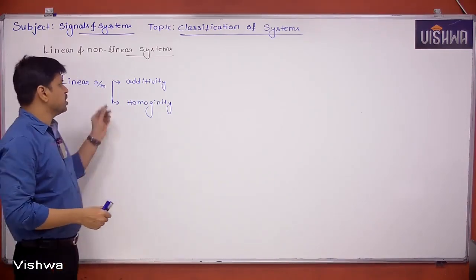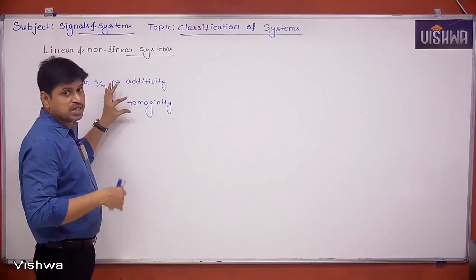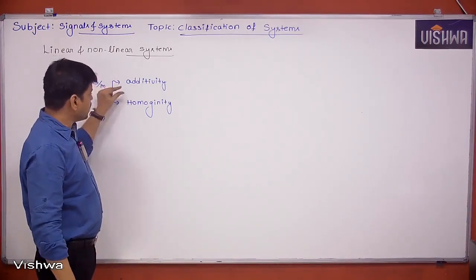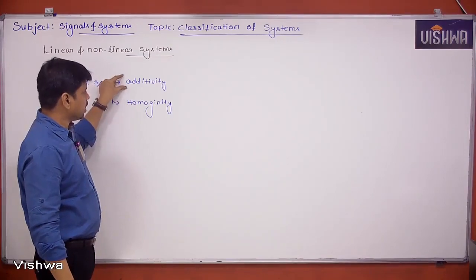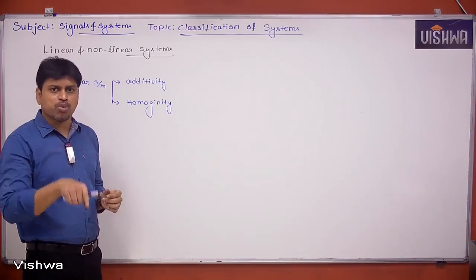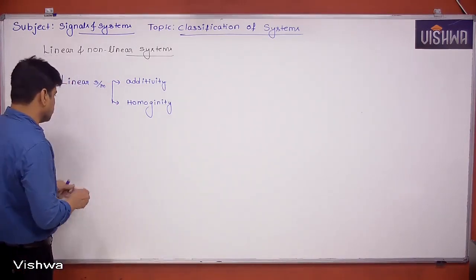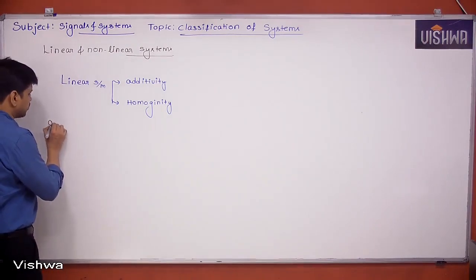So let's say if a system is obeying the additivity principle but not the homogeneity principle, still it is non-linear. If it is obeying, let's say, the homogeneity principle but not additivity, still it is non-linear. To say it is linear, it has to obey both the properties. Understood? Let's see how it is going to be. Additivity means what?